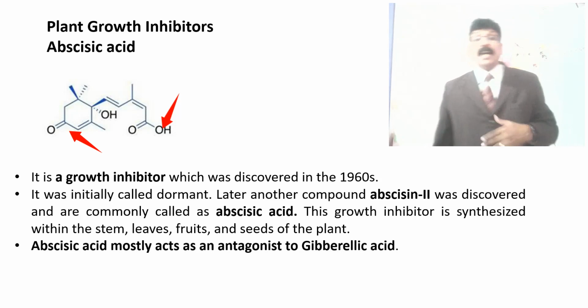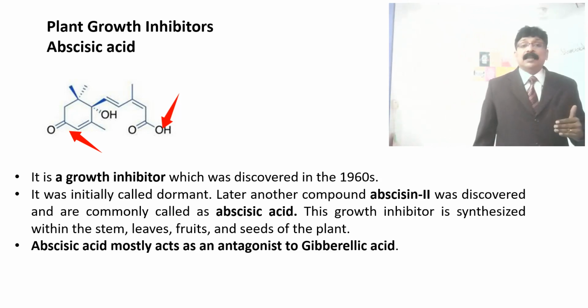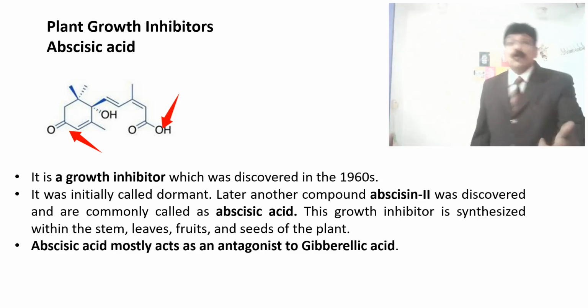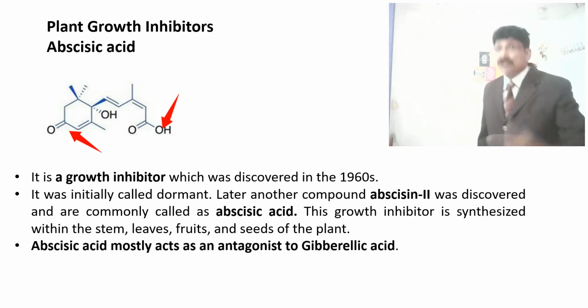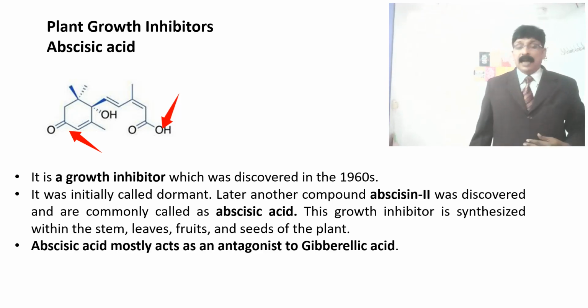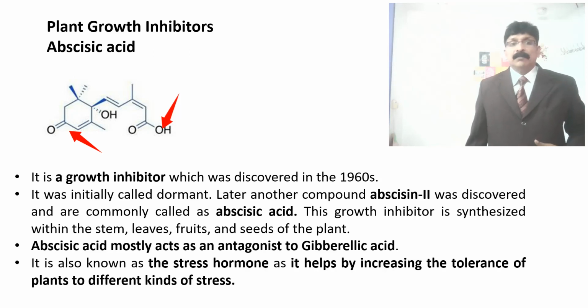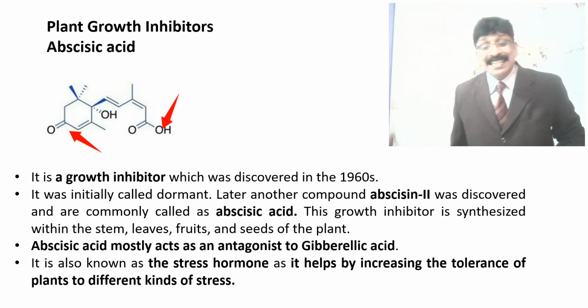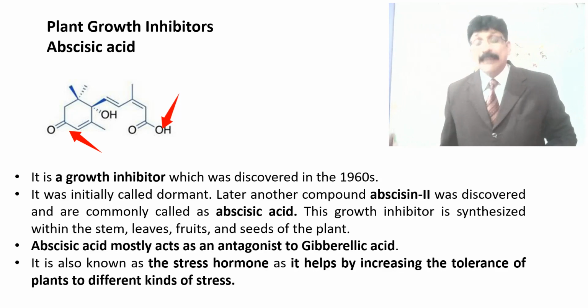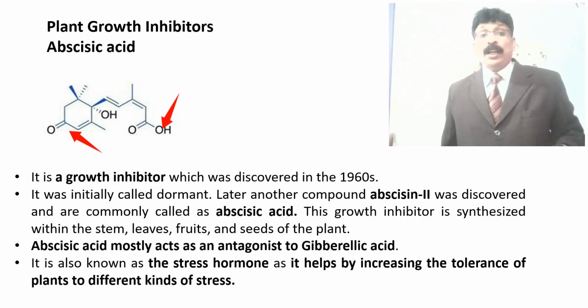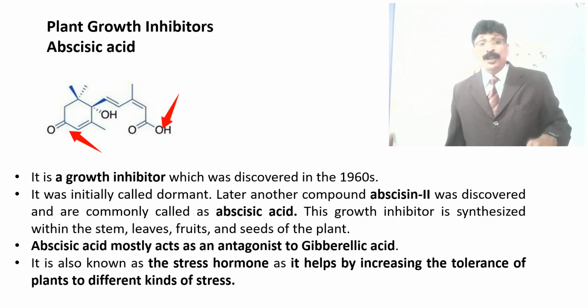Abscisic acid mostly acts as an antagonist to gibberellic acid, which is a growth hormone for the development of the stem. It is also known as a stress hormone, as it helps by increasing the tolerance of the plant to different kinds of stress.